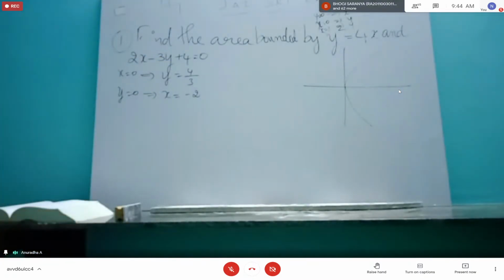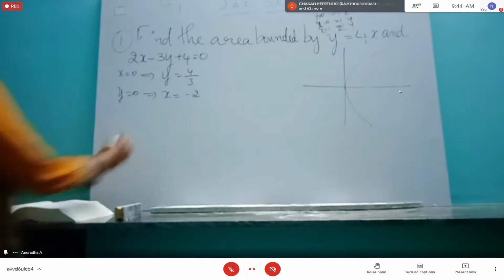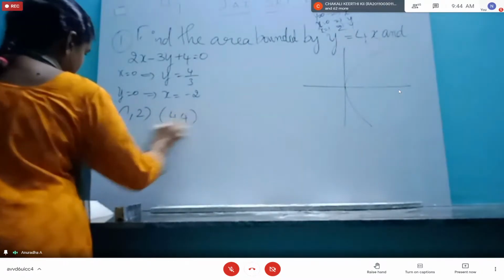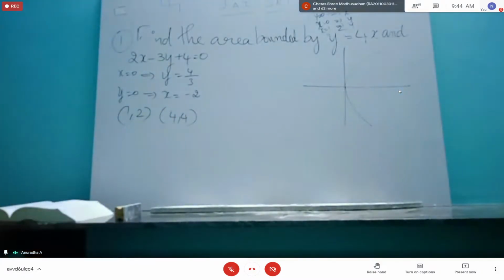Then we have to find the intersection points between them. The two points of intersection are 1 comma 2 and 4 comma 4. Both are in the first quadrant. Right, both are in the first quadrant. So we know that 1 comma 2 and 4 comma 4 are going to come.